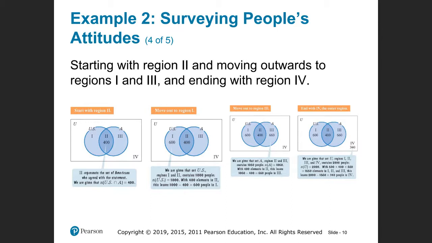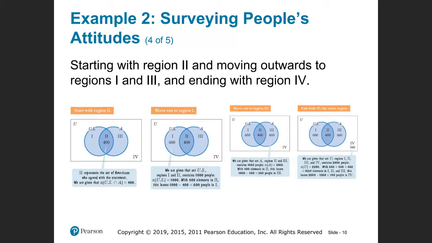Now moving to the third Venn diagram, we're moving out to region 3, which is in set A. We're given that set A, which is regions 2 and 3, contains 1,060 people. This is the number that agree with the survey. So if there's 400 elements in 2, then 1,060 minus 400 gives us 660 people in region 3. We have now filled in all of the parts within the circles.